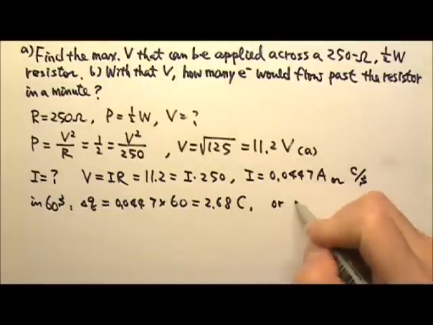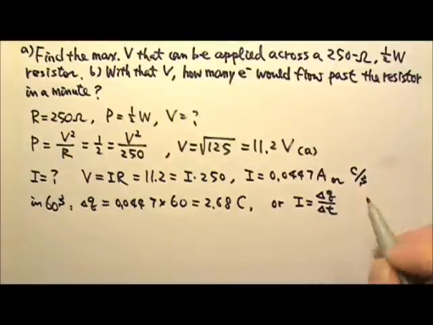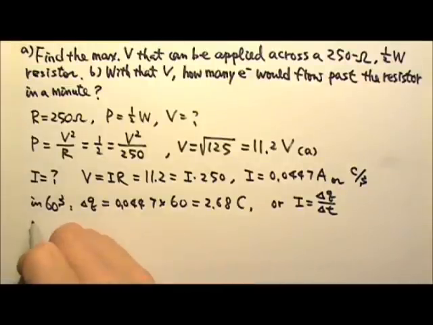Or we can say the current by definition is delta Q over delta T. So if we want to find the charge flow, we just have to multiply the current by the time, and that's what we did. But this is not the answer yet, because what we want is the number of electrons.